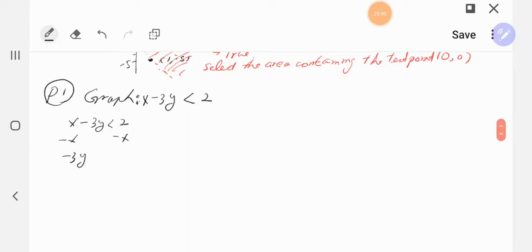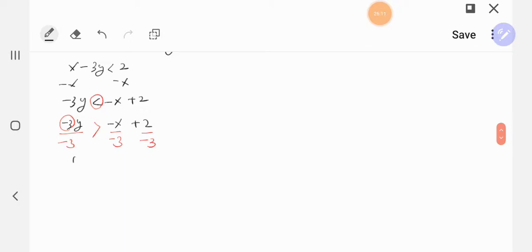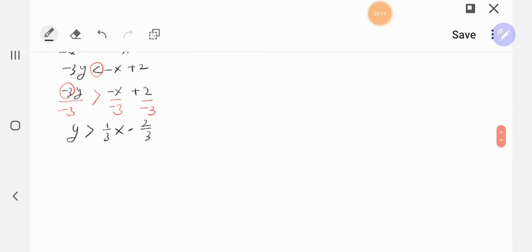Then negative 3y is less than negative x plus 2. And then divide each side by what? Negative 3. Look at this. We want to divide each side by a negative number. What do we do? Divide by negative 3. Then what happens? Flip this one, right? So what we have is y is greater than, this time greater than, 1/3x minus 2/3, right? Okay, so we have an inequality like this.